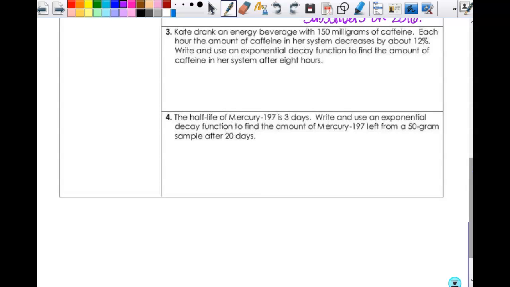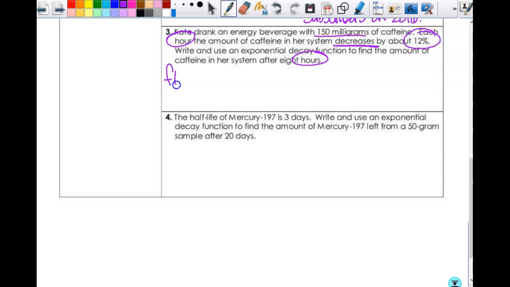All right, so now Kate drank an energy beverage with 150 milligrams of caffeine. Each hour, the amount of caffeine in her system decreases by about 12%. Write and use an exponential decay function to find the amount of caffeine in her system after 8 hours. So we're talking about hours and hours, so we're good.